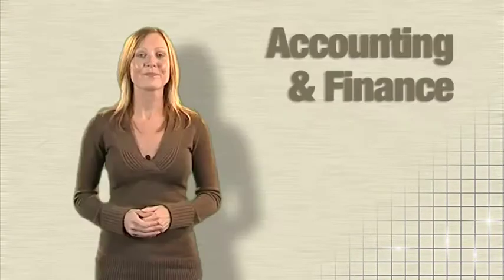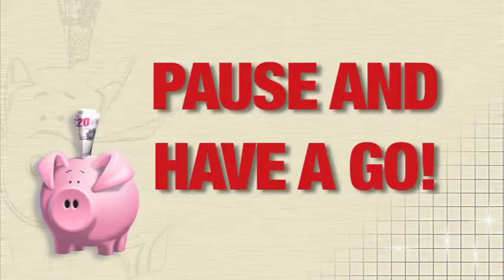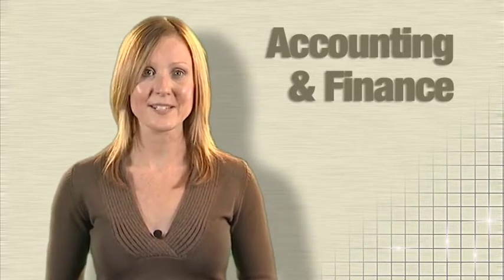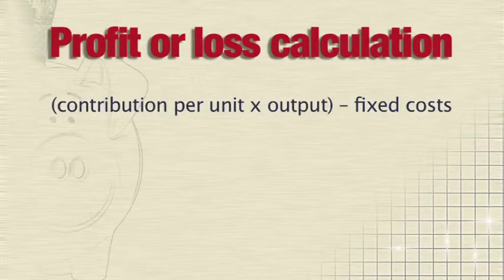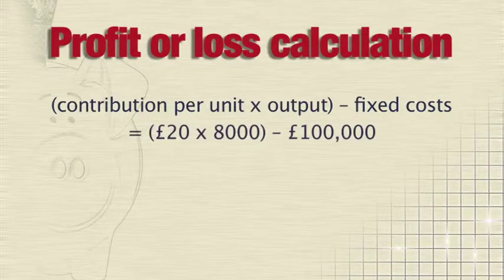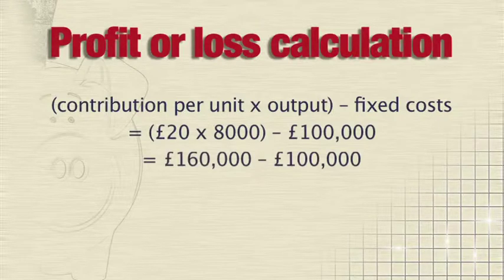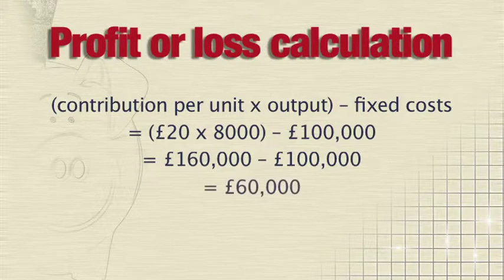Now you have a go. This time, work out the profit or loss at 8,000 units. How'd it go? Your calculation should look like this. So that would be £20 times 8,000 minus £100,000, which is £160,000, minus £100,000, which gives £60,000 profit. Is that okay? If you're confused, go back and look at this bit again.